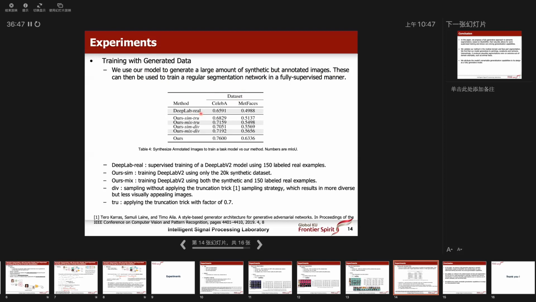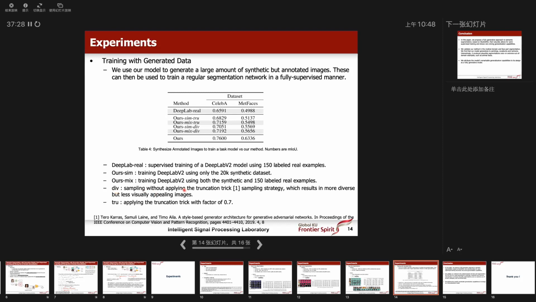It represents the supervised training of DeepLab V2 using 140 labeled real images. Ours-Sim represents training DeepLab V2 using only the 20,000 synthetic dataset. And Ours-Mix represents training DeepLab V2 using both the synthetic and labeled real images. And the DIV represents the sampling strategy.